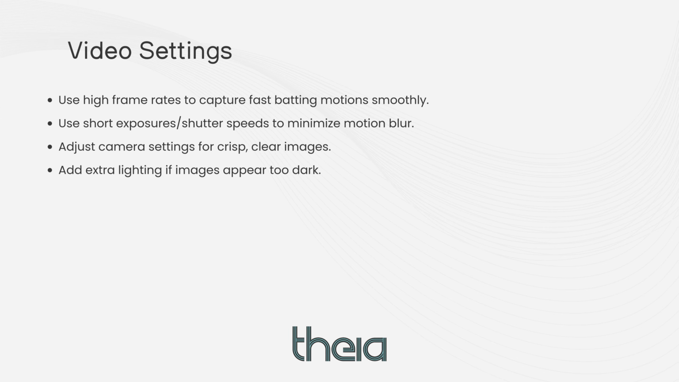Video settings. Check your camera settings and review the lighting in your environment. Batting is a very high-speed motion, requiring the use of high video frame rates to capture the movement smoothly, and short exposures or shutter speeds to capture clear images without motion blur. Adjust your camera settings to capture smooth and crisp images. If the images seem dark, you may need to introduce additional lighting into your environment.